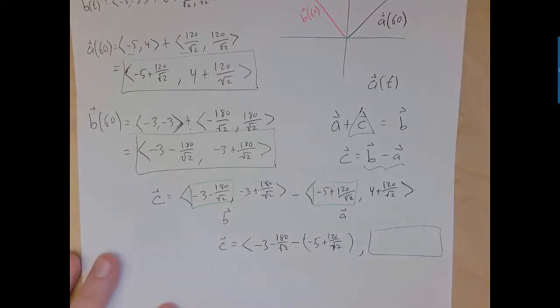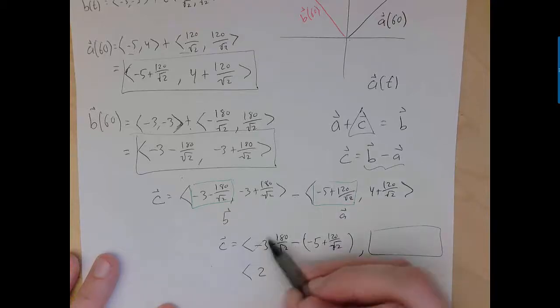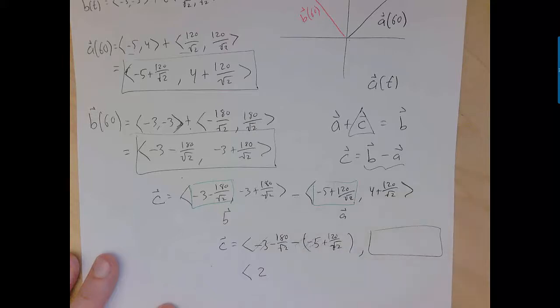So how am I going to simplify this? Negative 3 minus the opposite of 5 is negative 3 plus 5. So that gives me 2. So I've combined those parts together now. And now I've got negative 180 over root 2 minus another 120 over root 2.